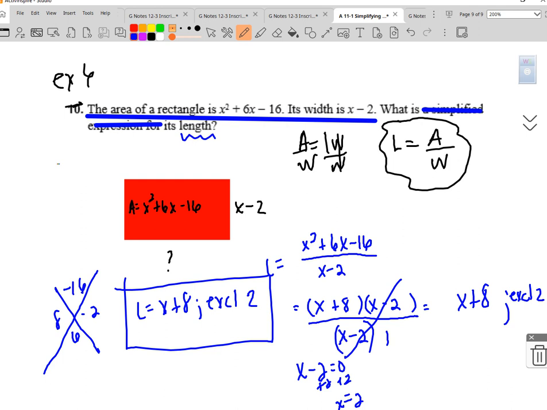So you have 2 of those on your homework. Remember, you're just dividing area divided by the width to get the length, area divided by the length to get the width. Hold on, let me write it down. All right, and we'll do one where we have another trinomial.